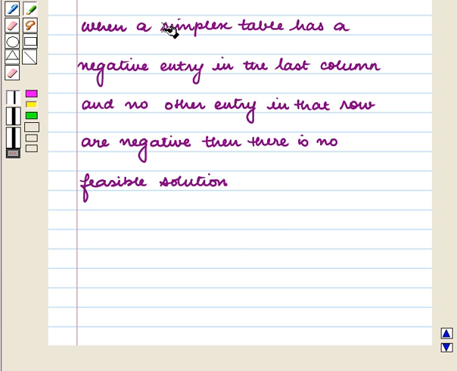When a simplex table has a negative entry in the last column and no other entry in the row is negative, then there is no feasible solution. So the given linear programming problem has no feasible solution.